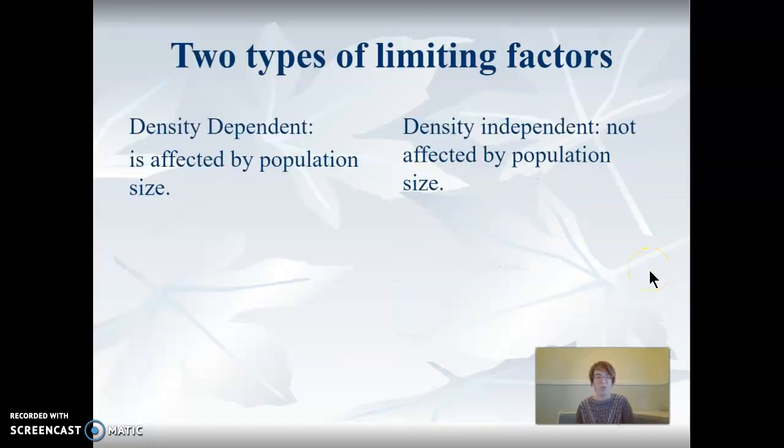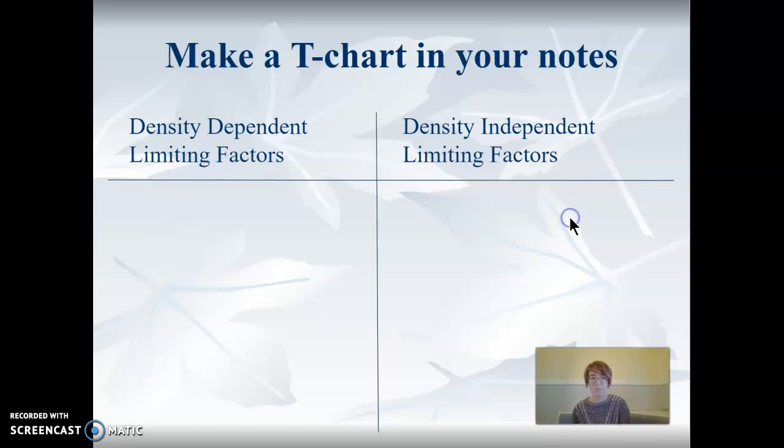Within limiting factors, we have two kinds. We have density dependent and density independent. So density dependent limiting factors are going to usually affect the population more when it gets bigger. Imagine some deer. The more deer you get, the more competition for food there may be. And so competition for food is going to be a density dependent limiting factor. Density independent factors are going to affect the population regardless of its size. So write down those definitions.